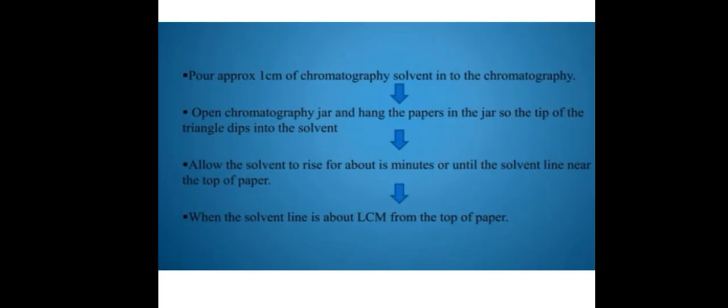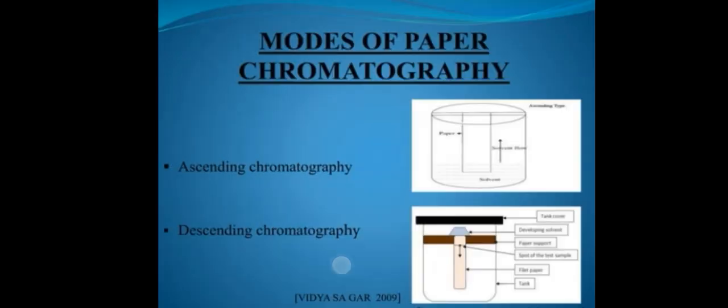Then add 1 centimeter of chromatography solvent into the chromatography jar. Open the chromatography jar and hang the paper in the jar so the tip of the triangle dips into the solvent. Allow the solvent to rise for some minutes or until the solvent line is near the top of the paper.